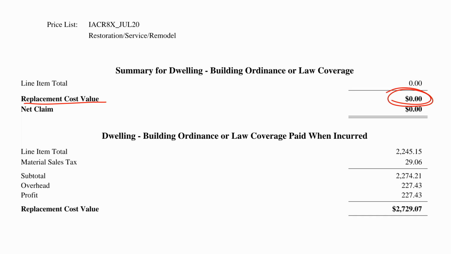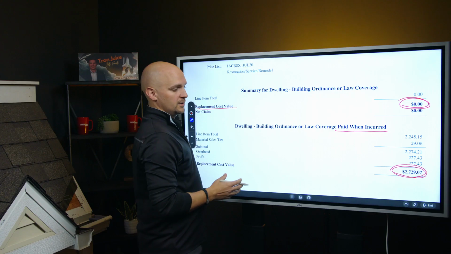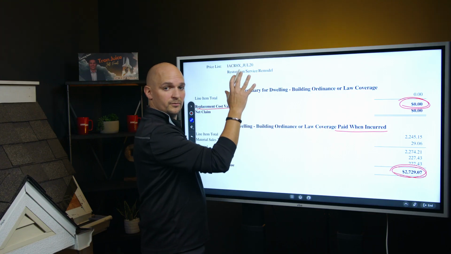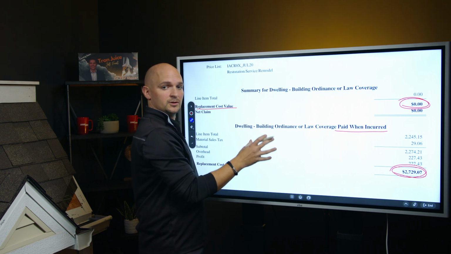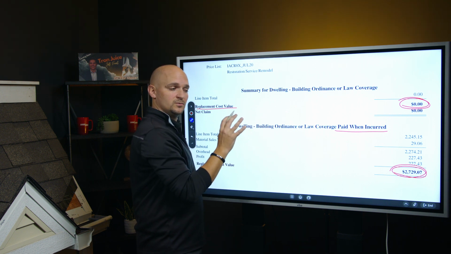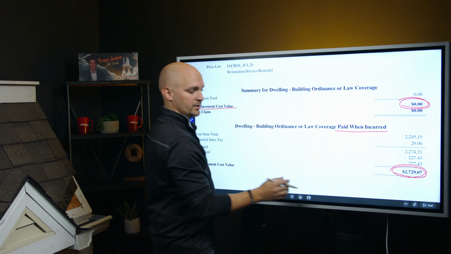At that point is when you'll see paid when incurred, and then you can look for the big number that you'll be able to add to your invoice. If you are doing the dwelling coverage and the code coverage, you'll have to add those together for your invoice. We'll go into more detail on that whenever we talk about invoicing the job.